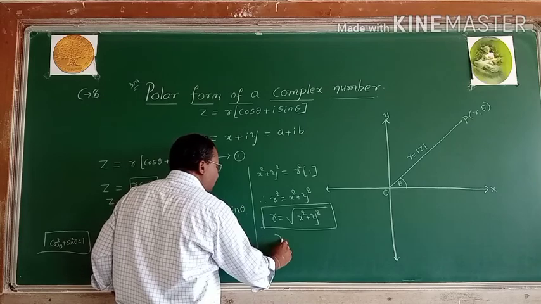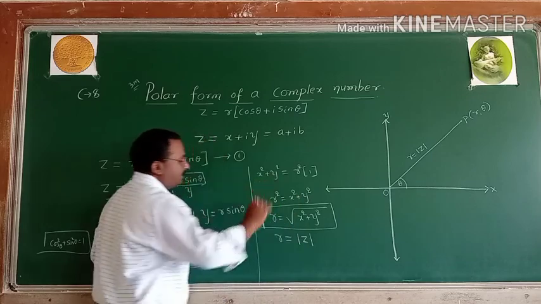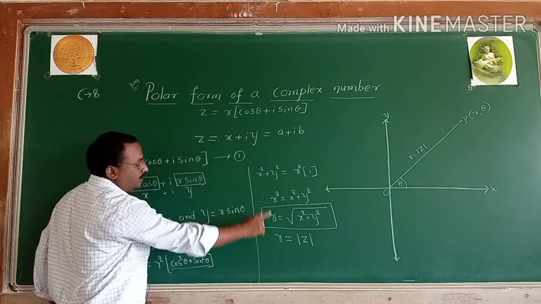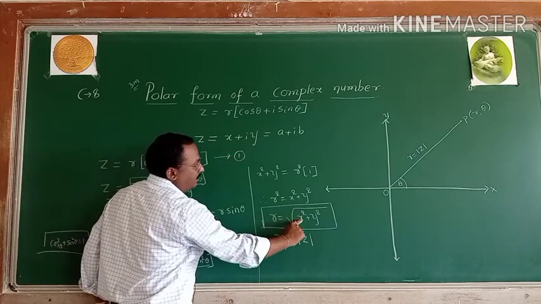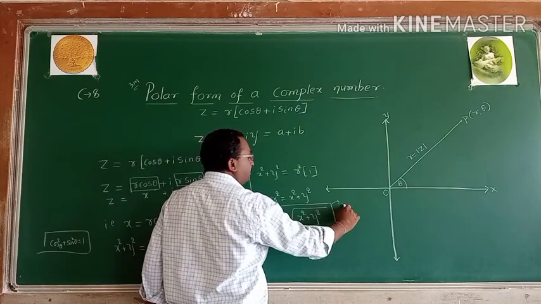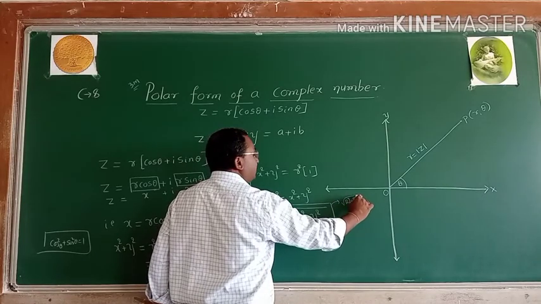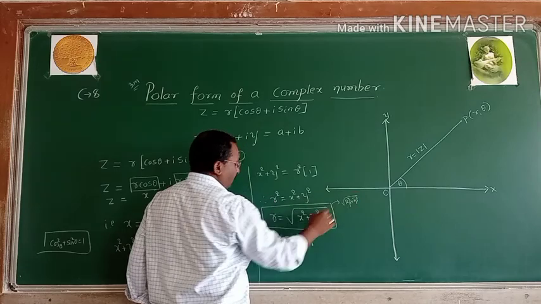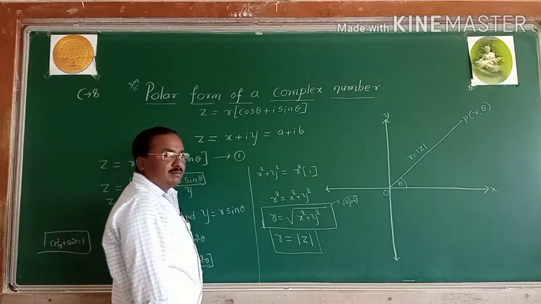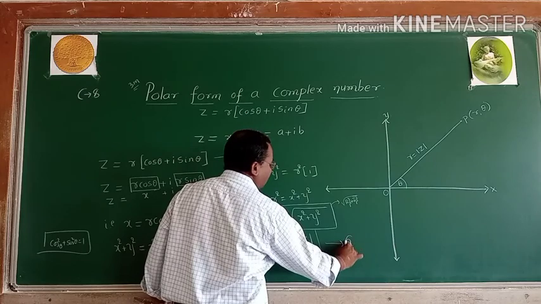This represents what? R is equal to, this is the definition of modulus of z. Do you know the modulus of z is the square root of x square plus y square? Then the result is r equal to square root of real part square plus imaginary part square. Which definition applies? The modulus of z. This is the modulus of a complex number. R is equal to modulus of z. Equation number 2.